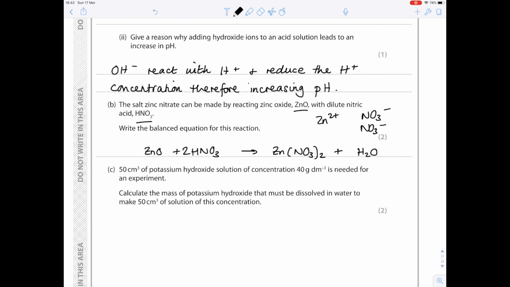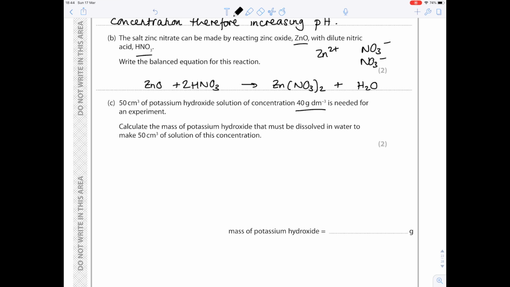50 centimetres cubed of potassium hydroxide solution of concentration 40 g dm to the -3 is needed for an experiment. Calculate the mass of potassium hydroxide that must be dissolved in water to make 50 centimetres cubed of solution of this concentration. So have a look at the units when you're answering this.